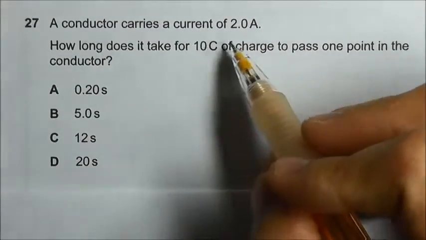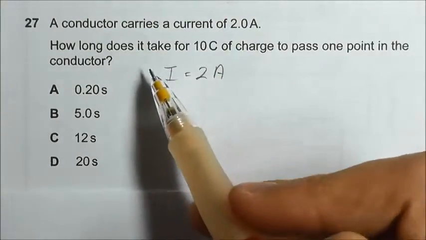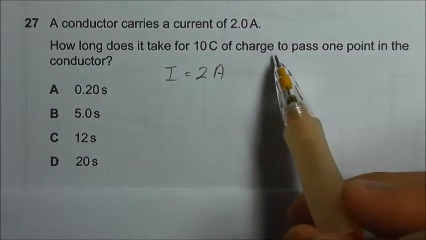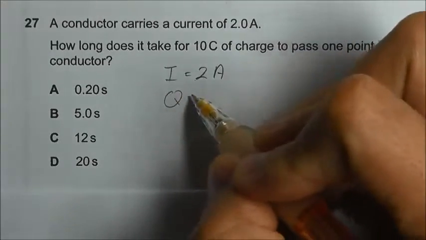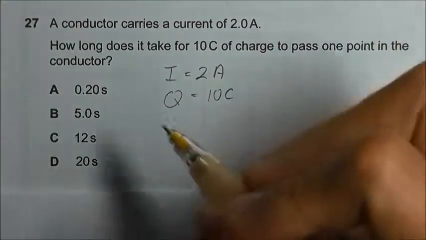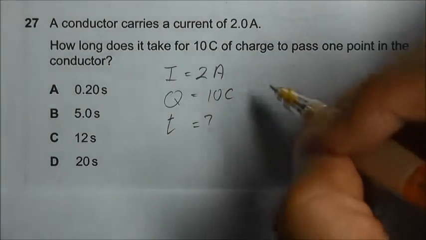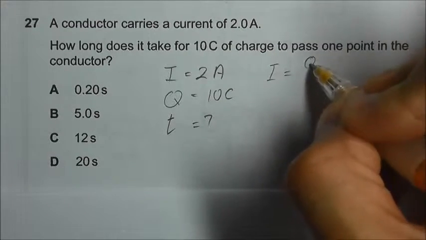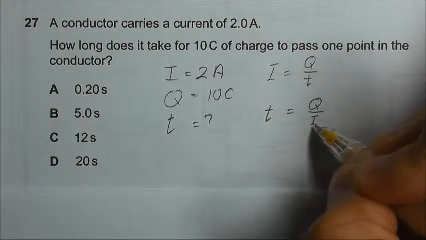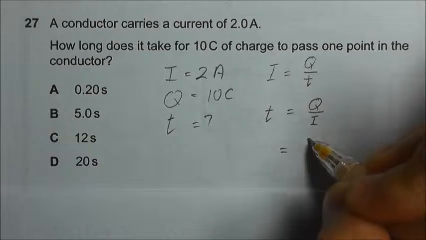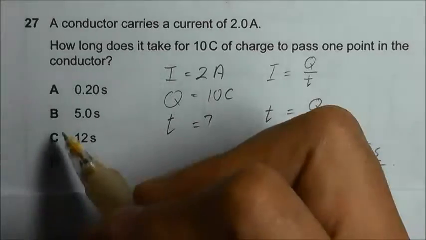A conductor carries a current of 2 ampere. How long does it take for 10 coulomb of charge to flow through one point in the conductor? We are given that the charge is 10 coulomb and we want to find out the time taken. We can use the formula I is equal to Q over T. So T is equal to Q divided by I. That will be 10 divided by 2. We have 5 seconds. Answer B.